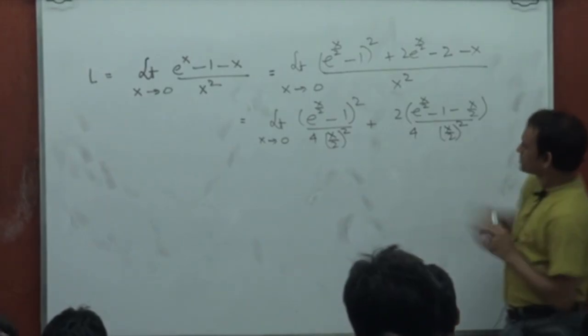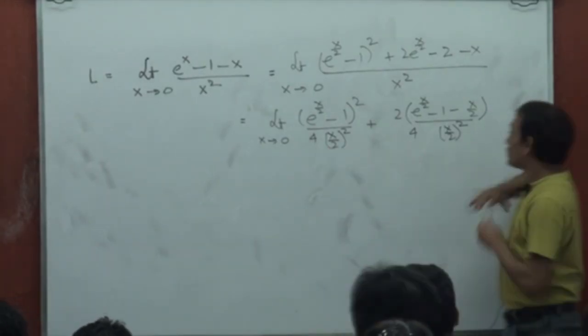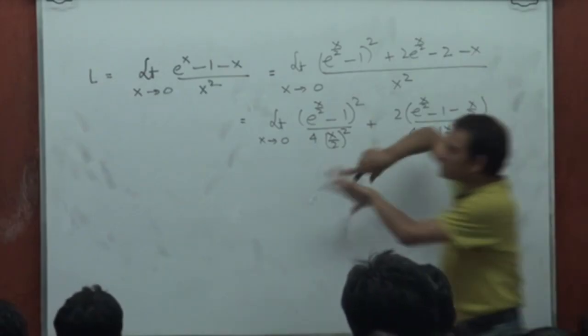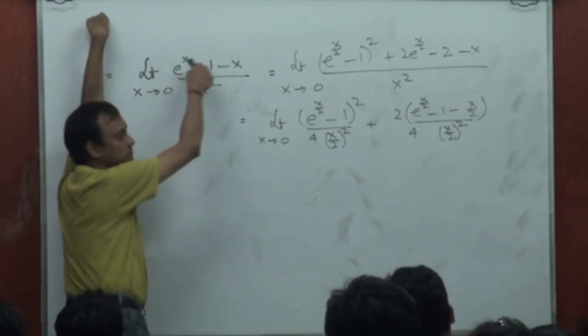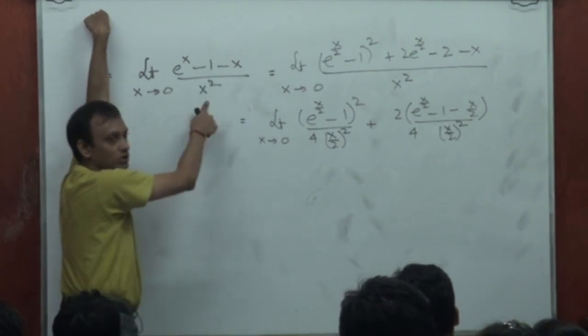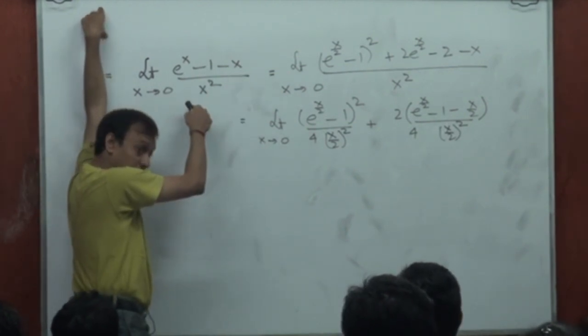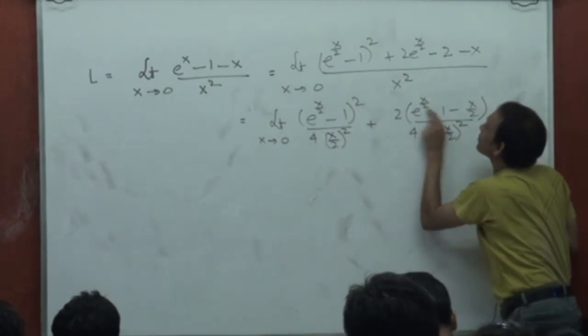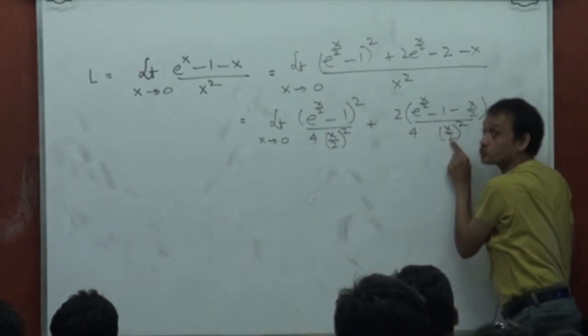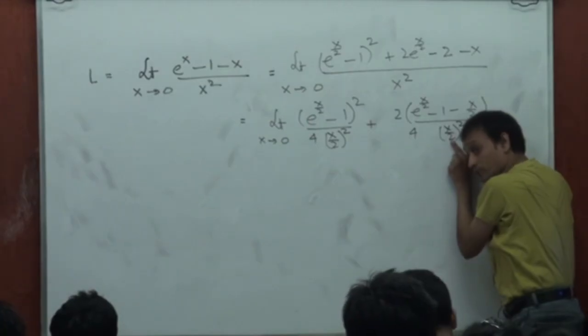Why I did that? This is easy. This would be 1/4. And what is the original L? The original L is the limit of (e^x minus 1 minus x) by x squared as x tends to 0. That's the original limit. And what about this? This is also (e^x minus 1 minus x) by x squared. That's also going to be L.